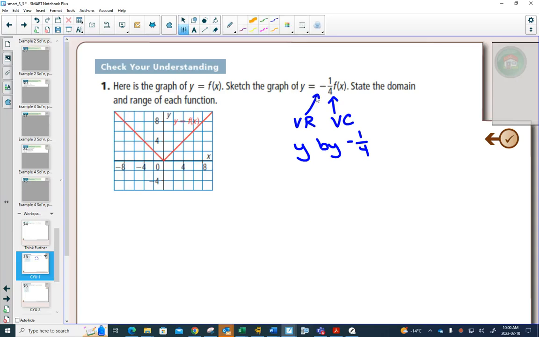So what are some key points? We definitely need to do this one, 0, 0. And maybe I would choose either this point or this point. And I'm choosing those ones because they have nice y values of 4 and 8 that I know I can multiply by 1/4 easily.